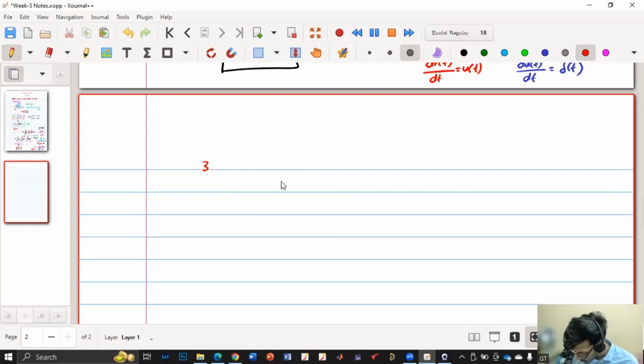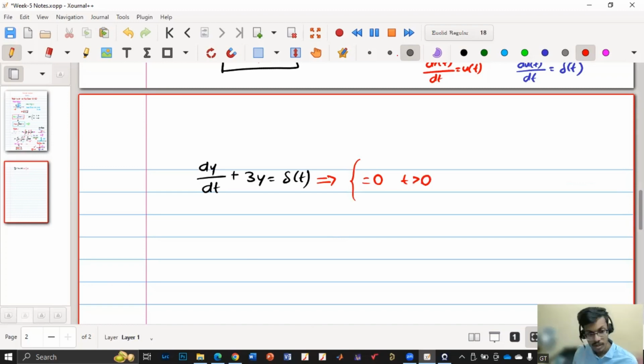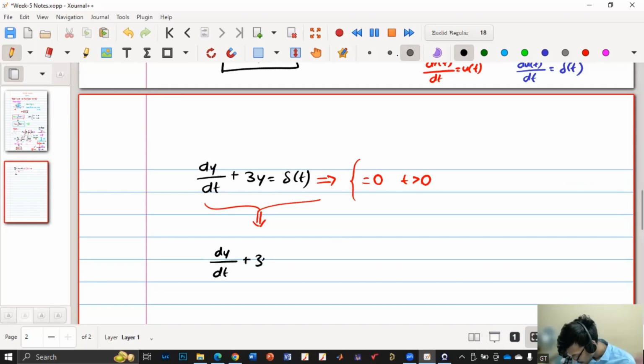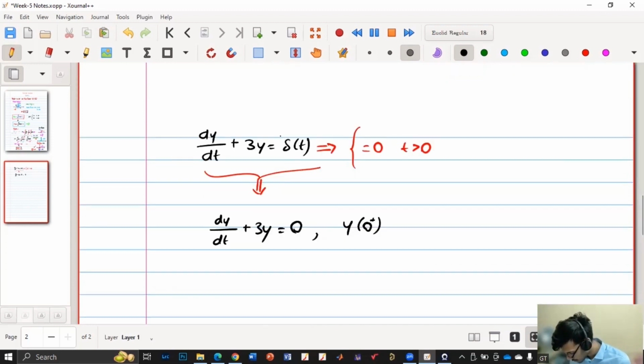So we have dy/dt plus 3y equals delta of t. I know that delta of t is equal to 0 for t greater than 0. So now I can modify this equation as dy/dt plus 3y equals 0 for t greater than 0, and the boundary condition is y of 0 plus, because it is t greater than 0, and y of 0 plus we have got as 1.